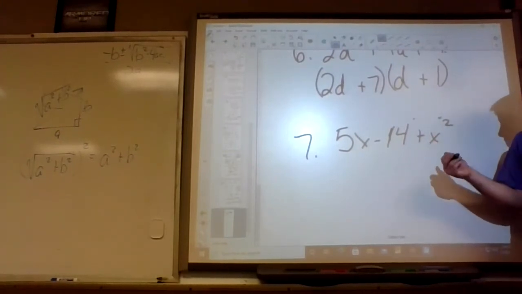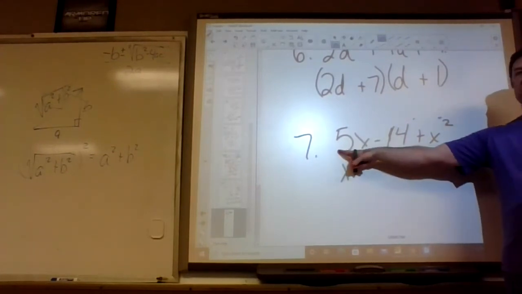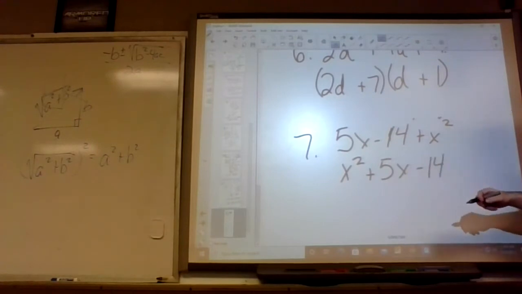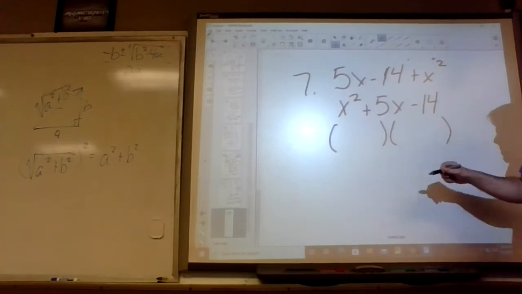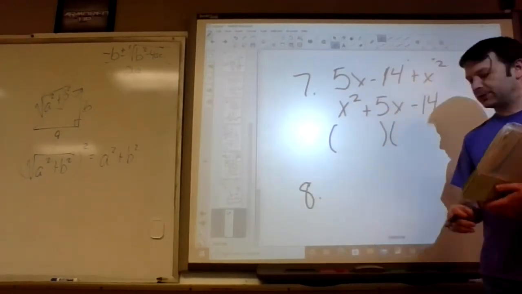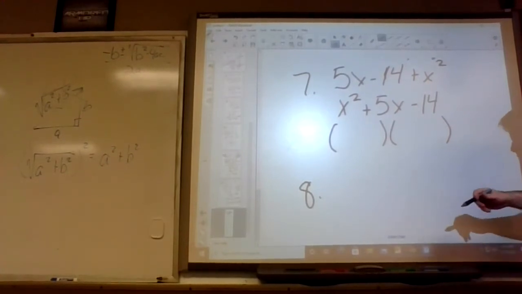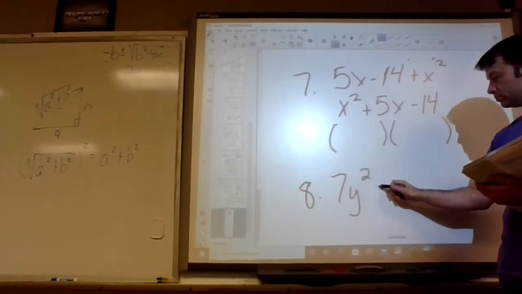What should go in front? X squared. What should go next? Plus 5x should go next, because it's positive, and then the minus 14. Okay, now it's ready, now it's the normal problem again. What are the multiples of 14? There's not a lot of factors. 2 and 7. So x plus 7 and x minus 2. We do positive 7, x plus 7, x minus 2.